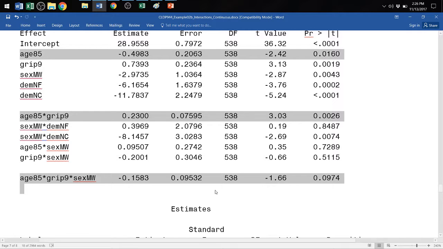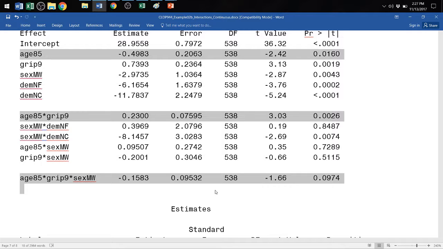I'll try again. Age is bad for you if you're average strength. Age is less bad for you if you're a stronger man, but the extent to which age is less bad for you if you're stronger is diminished in women. Drop the mic.